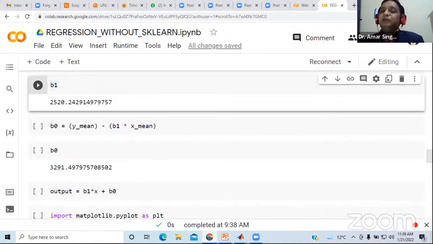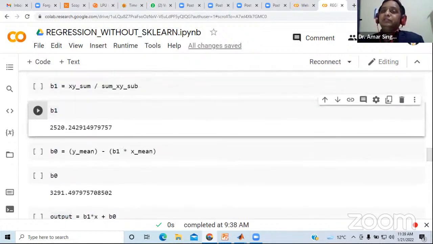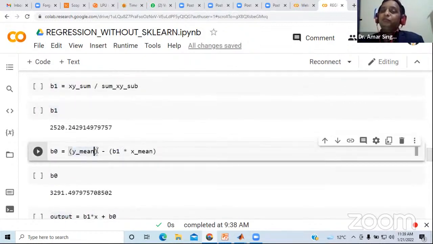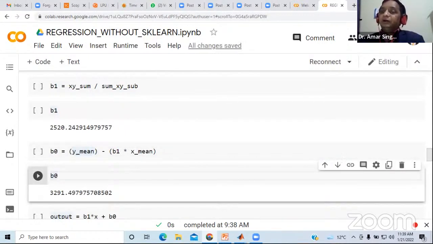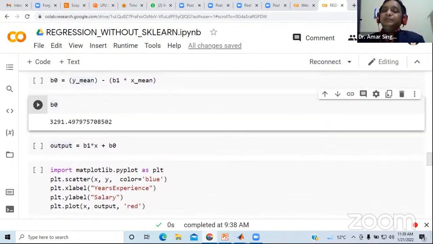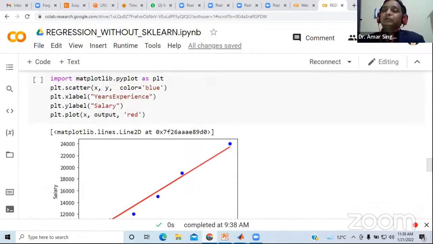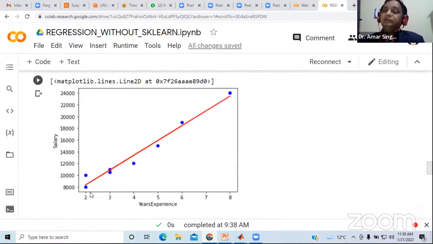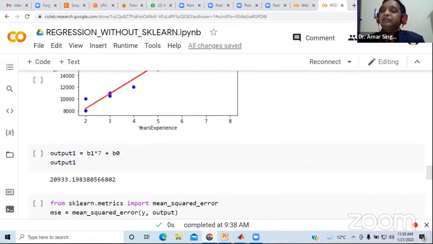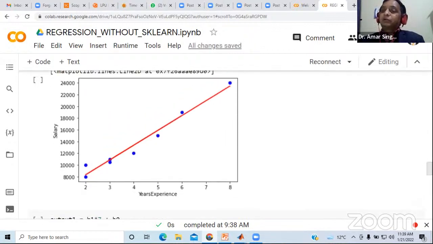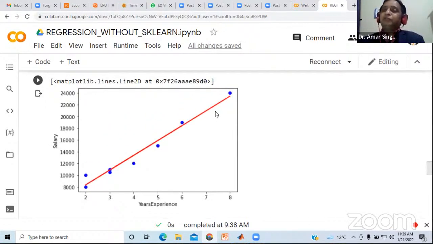Then I want to compute the value of B0. The same equation I implemented here: Y mean minus B1 multiplied by X mean. So I computed the value of B0. After computing the value of B0, I plotted the regression line. You can look here. This regression line I computed mathematically. Right. Now I want to validate whether it is predicting fine or not. Graphically, it's looking fine.